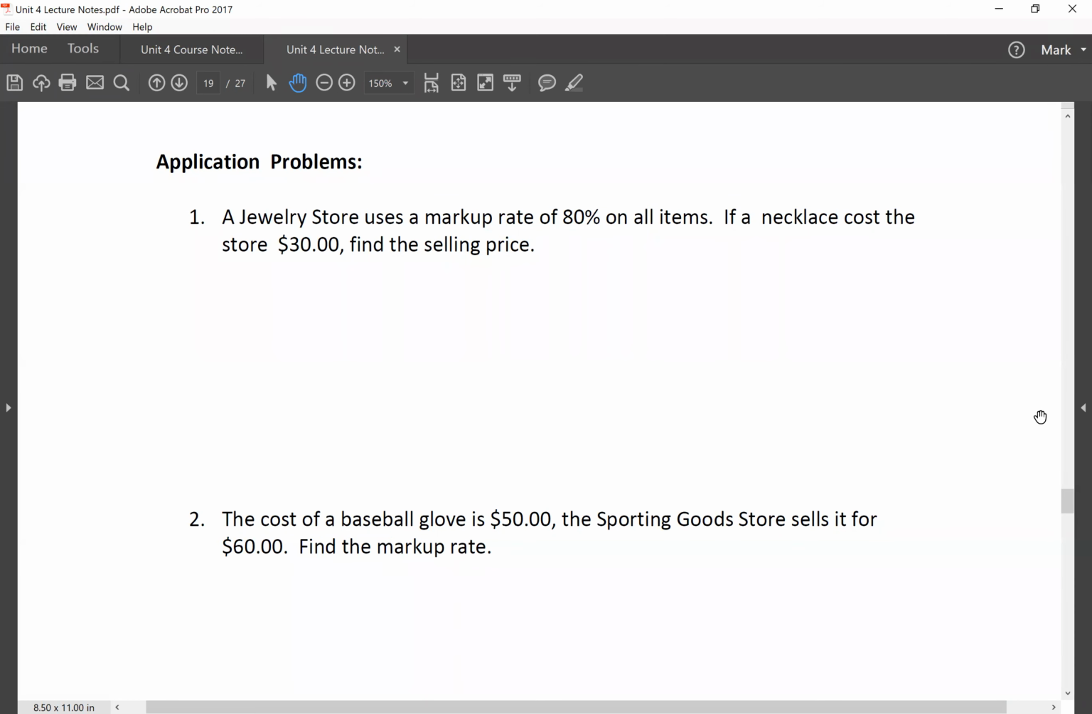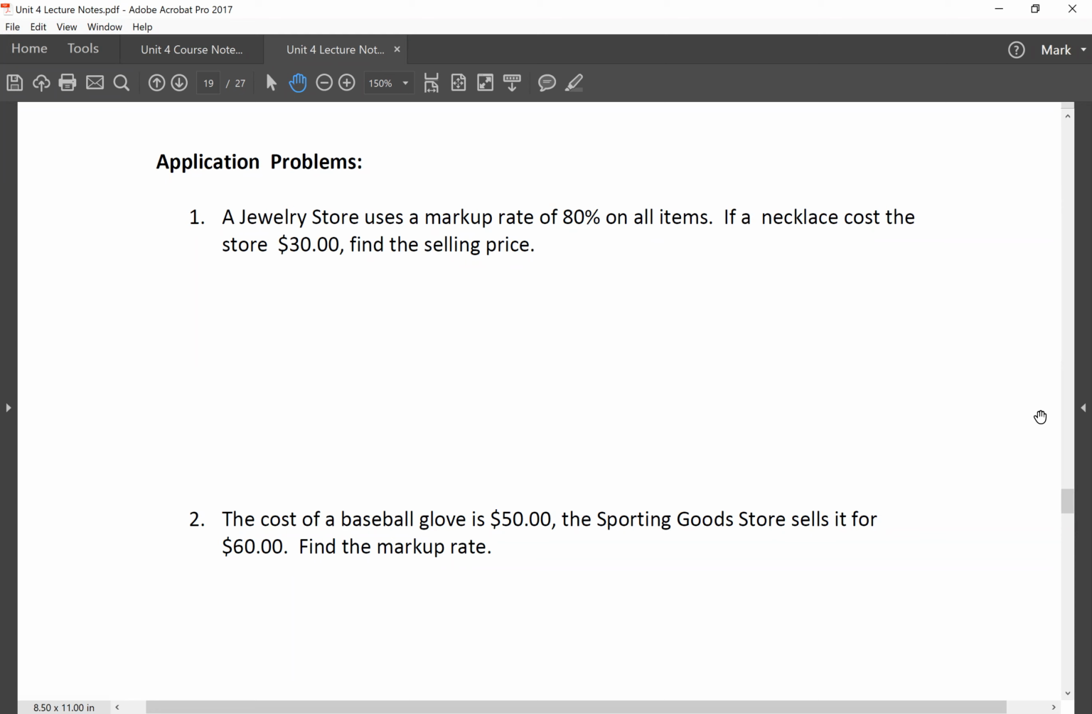So think of the answer $30.08. That is not a very good markup, right? Like 80%, you're marking this up. It should be way bigger than $30, way bigger. Should be 80% bigger. So here's how we figure this one out.